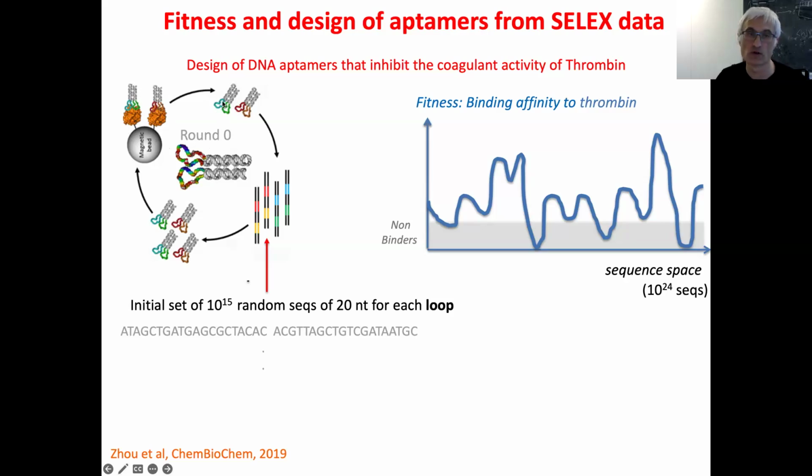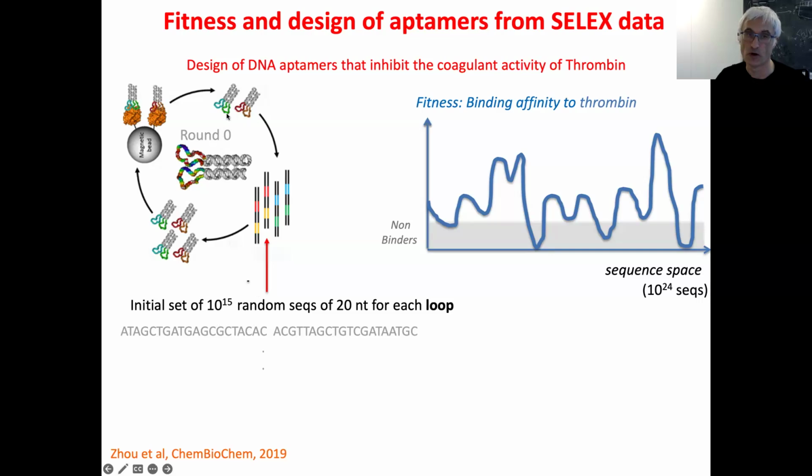So just to give you some examples, given the length of these flexible parts here, and given that on each side you may have 4 different nucleotides, as these are DNA aptamers, then you have about 10^24 sequences which are in principle possible. In the initial library, which is made randomly, there are about 10^15 sequences which are present.